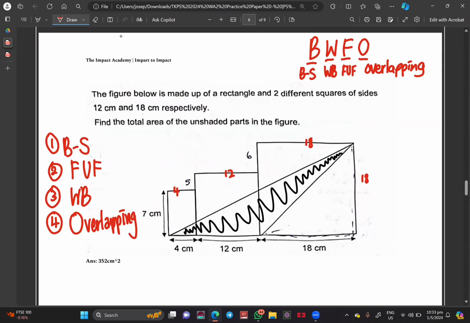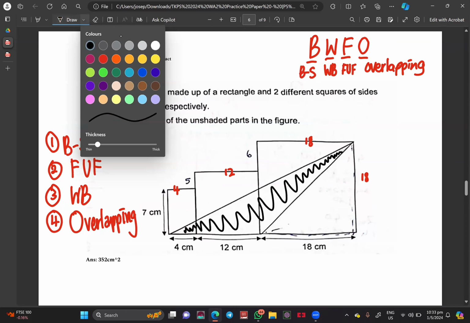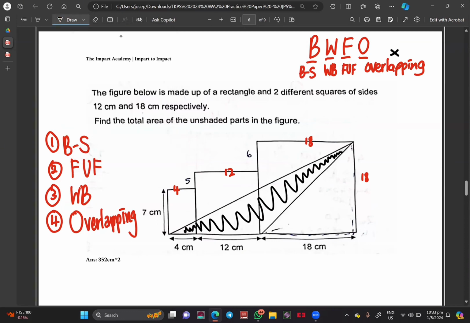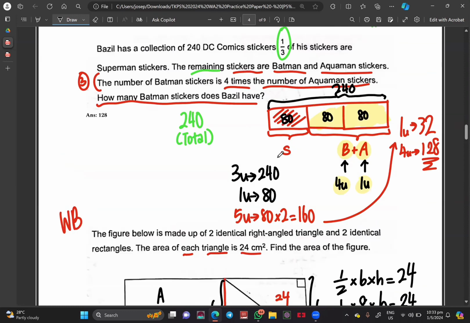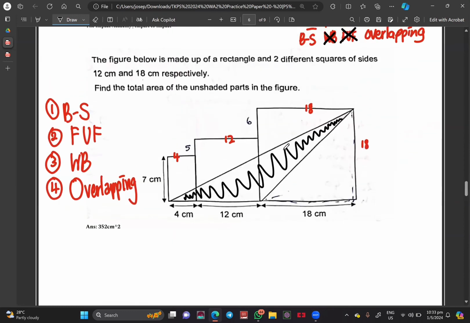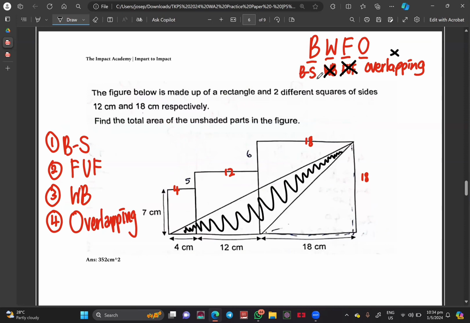So what we are going to do is this. Let's ask ourselves: is this an overlapping? No, this is not an overlapping. Is this folded, unfolded? No, it's a very obvious one. Is this working backwards? No. Working backwards is when they give you the area and ask you to find the breadth or the length, which is one of the questions that we did earlier on. So we are now just left with big minus small.